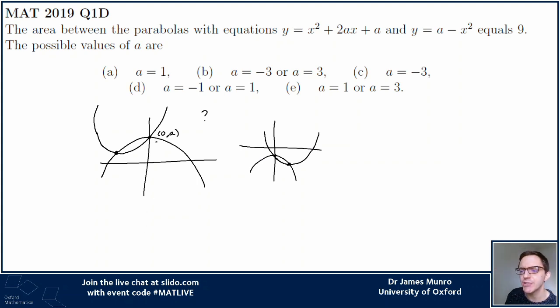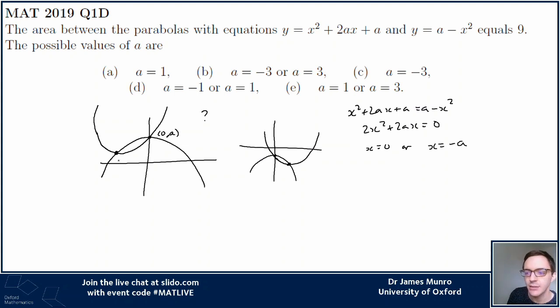Okay, so a being positive or negative seems to make a difference, perhaps, whether this root's on the left or on the right. Let's try and find this root. So when do these parabolas cross each other? Well, that happens when 2x squared plus 2ax is 0, which is x is 0, or divided by 2, x is minus a. Okay, so this is minus a, and here a is negative, so this is minus a positive number.